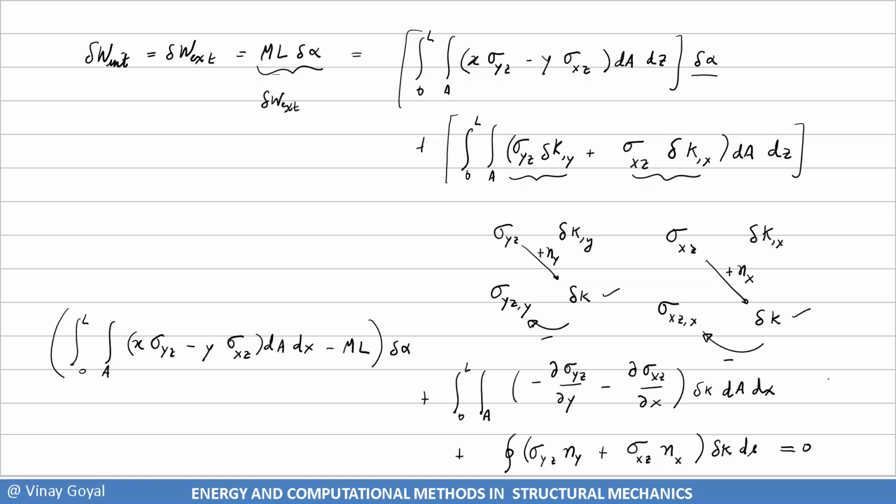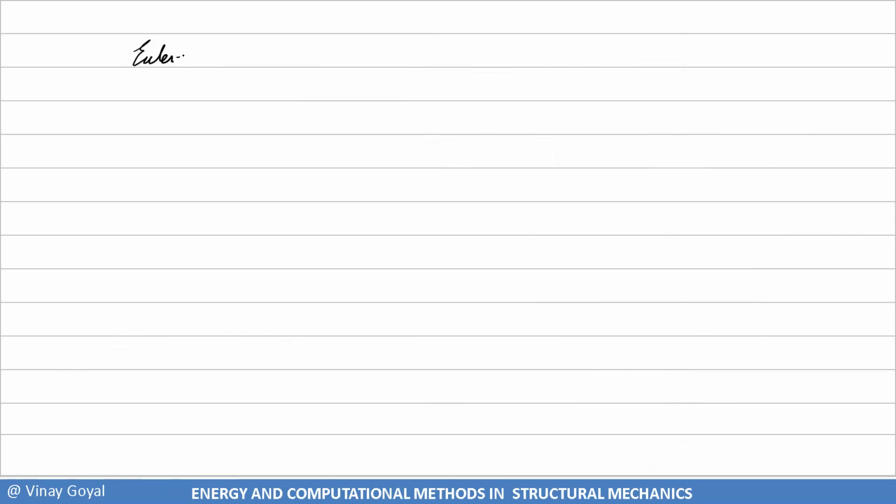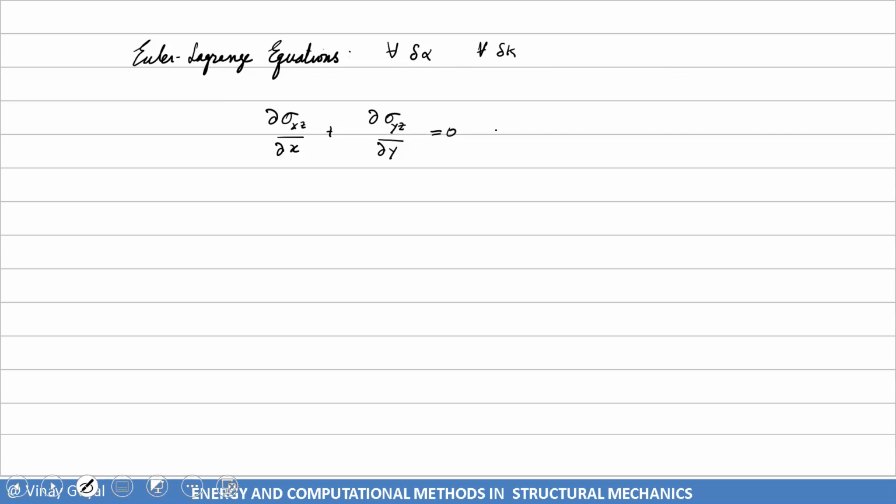We found through the principle of virtual work, now I can apply the fundamental lemma of calculus of variations. For any del alpha, for any del kappa, I can now come up with the Euler-Lagrange equations. And the Euler-Lagrange equations have now come to something very simple. I have two equations. They become partial sigma xz partial x plus partial sigma yz partial y equals 0. And then at the boundary, I found Cauchy's relationship. So this is in the volume.